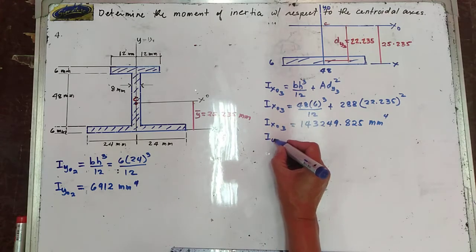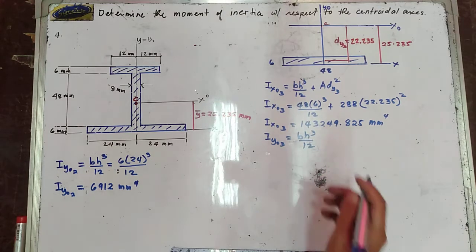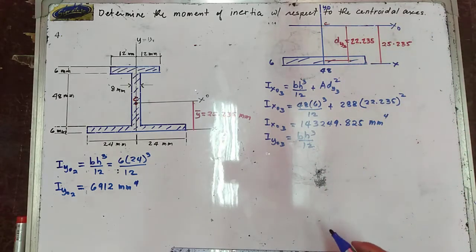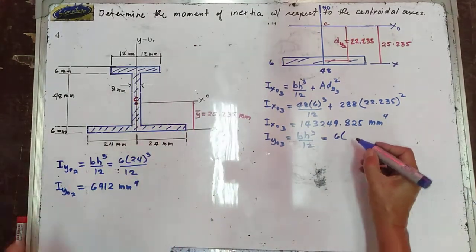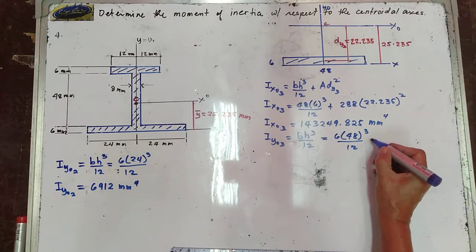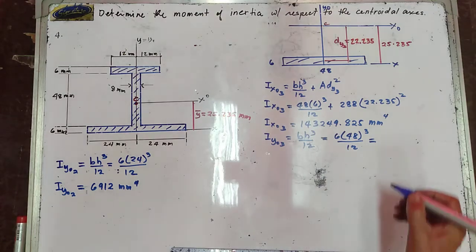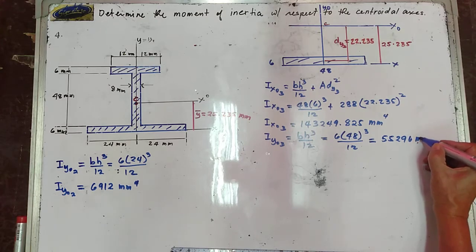And your Iyo3 is again bh cubed all over 12. It is again within the centroid of this rectangular area. So this is your b again, is now your 6. This is your b. Multiply this by 48 cubed all over 12. And this one is now equal to 55,296 millimeter raised to the fourth.